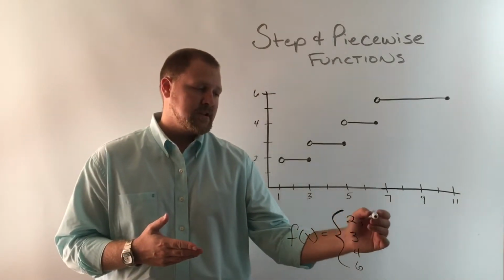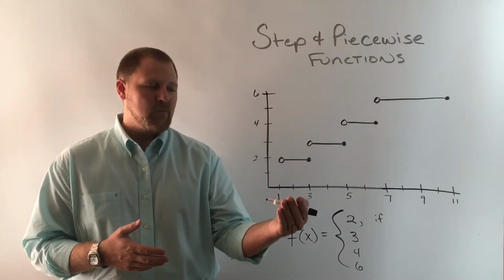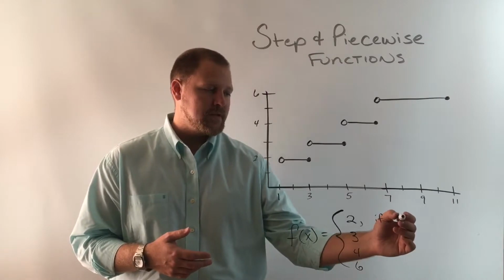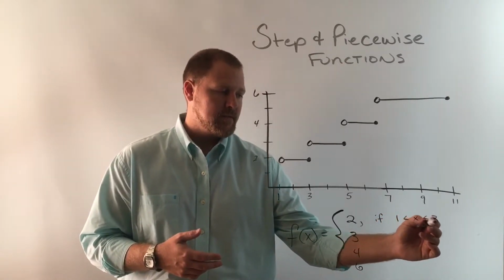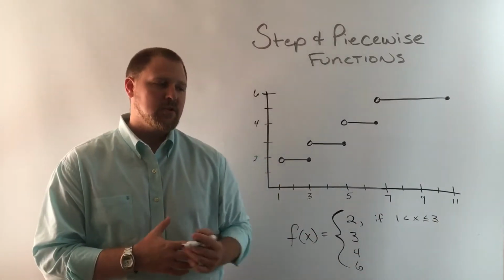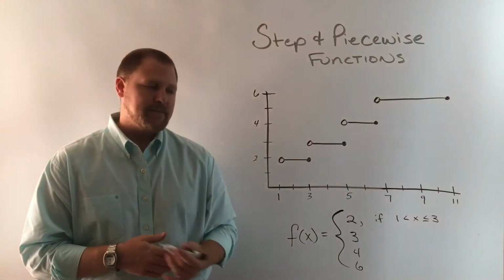And then we have to write our domain restrictions. The domain restrictions are if x is between 1 and 3 in this case. So here, if x is from 1 to 3, notice the difference between the open and closed circle, also the symbol with the equal sign and without the equal sign.